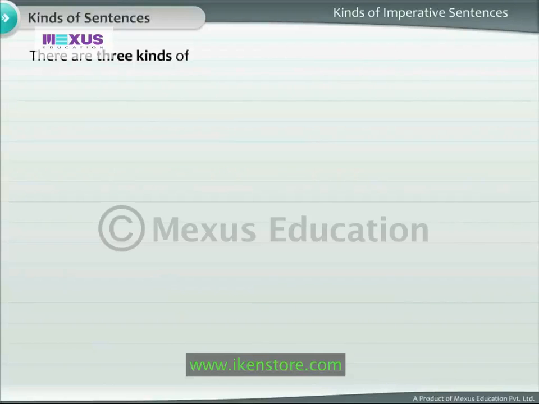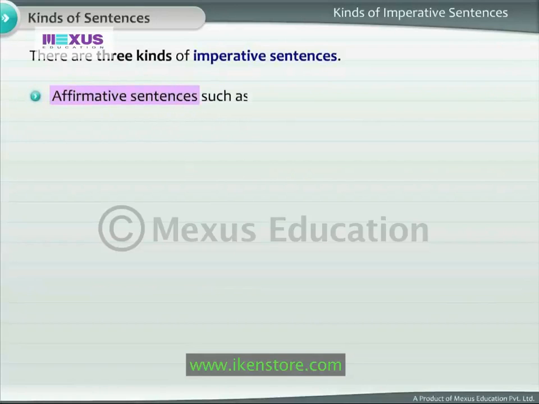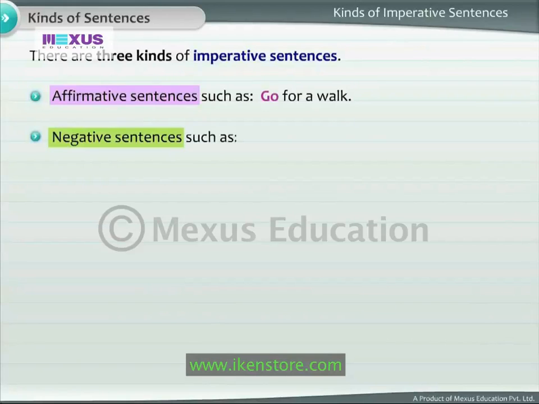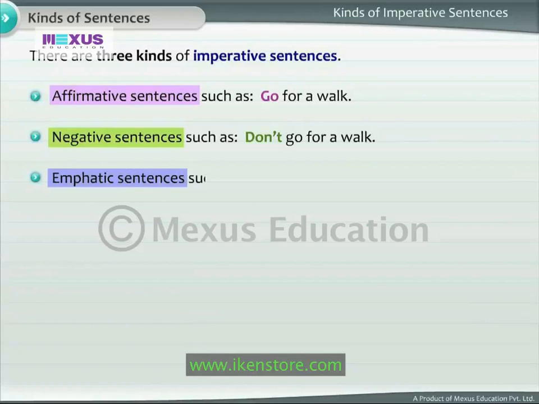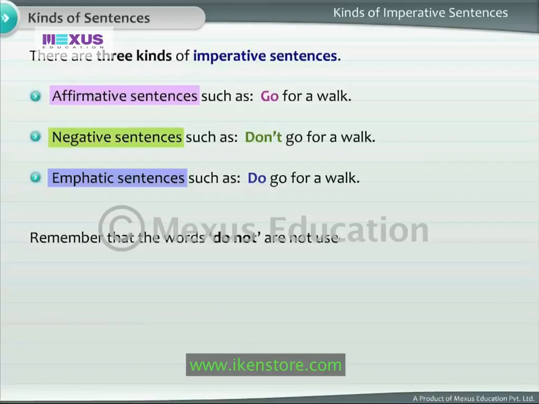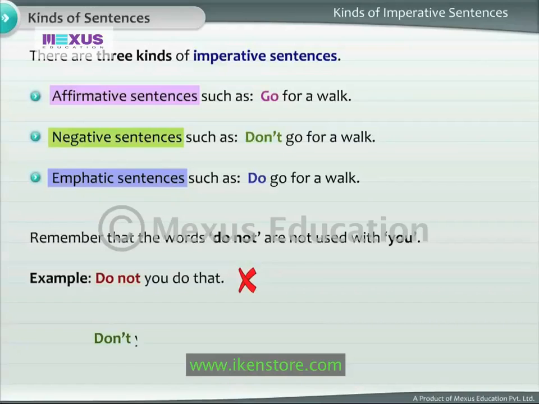There are three types of imperative sentences. Affirmative sentences such as go for a walk. Negative sentences such as don't go for a walk. Emphatic sentences such as do go for a walk. Remember that the words do not are not used with you. For example, do not you do that. Instead, we must say, don't you do that. This is correct usage.